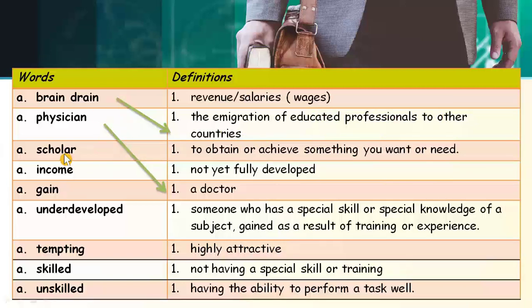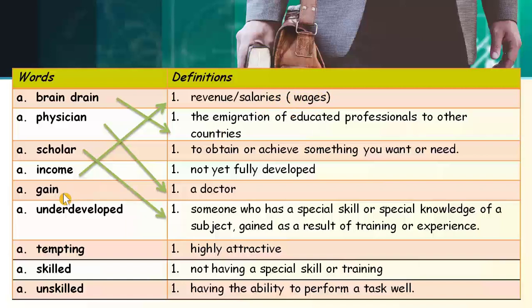What about scholar? Scholar it means someone who has a special skill، عنده واحد مهارة special skill or special knowledge معرفة of a subject gained حصل عليها as a result of training. حصل عليها عن طريق training اللي هو التدريب or experience التجربة. Great. What about income? هاد income it means revenue or salaries or wages. Income كتعني مدخول أو salaries اللي هو راتب شهري أو أجر. They have like the same meaning.